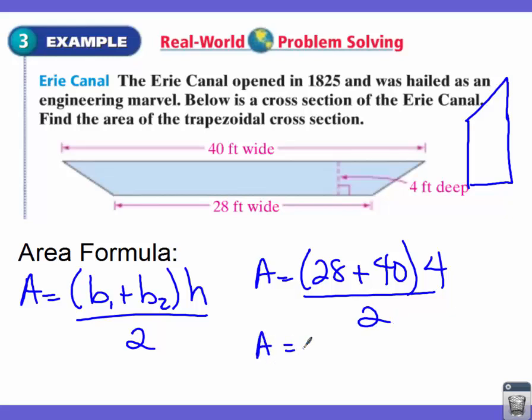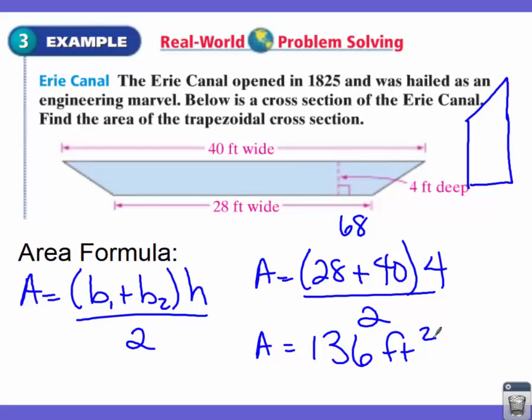So this again is where you go to your calculator and you type in the information. Now the way I like to do it is I like to do 28 plus 40 and then hit the enter key or the equals key to get an answer to that. So I know 28 plus 40 is really 68. So then I do times 4 divide by 2 and we end up with 136, and in this case feet squared.